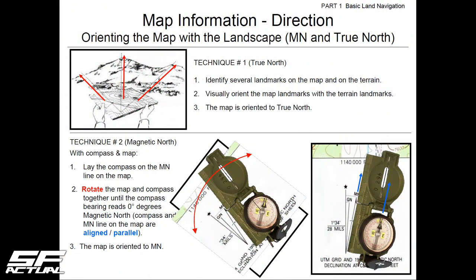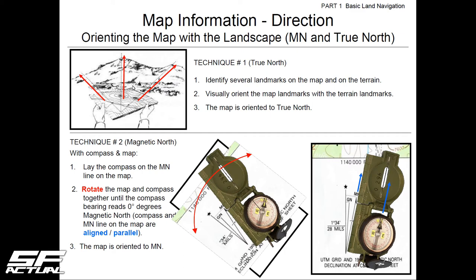All right, orienting the map with the landscape. Magnetic north and true north. Technique one, true north: identify several landmarks on the map and on the terrain. Visually orient the map landmarks with the terrain landmarks, and the map is oriented. So here, in this case, he could definitely see that was a hilltop. He just turned his map and said, you know what, that is where north is, and now I've oriented my map so I can start working with it.